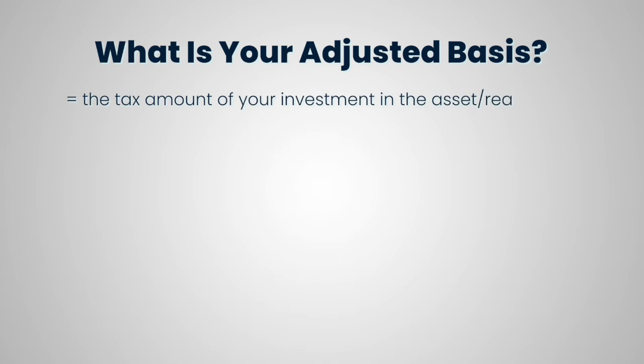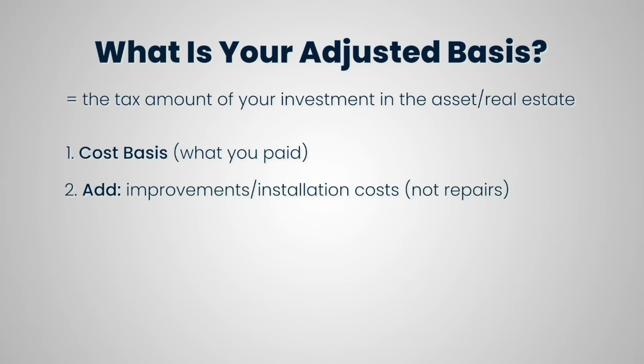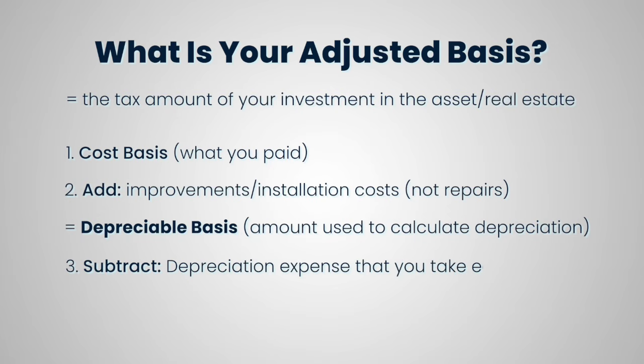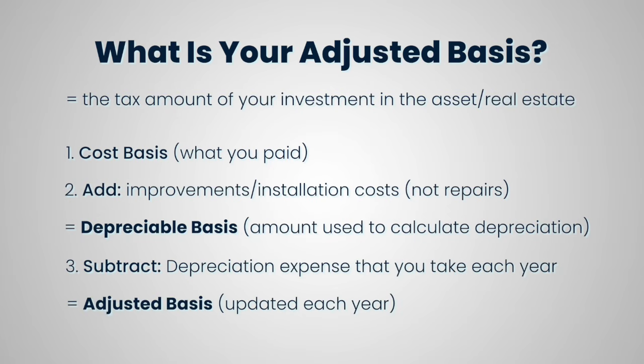Okay, so you might be wondering, what is your adjusted basis? Basis essentially means what amount you have invested in this asset. Your adjusted basis starts with your cost basis when you purchase the property. What you paid, it's increased by any improvements you make to the property, and then it's decreased by the amount of depreciation expense that you take each year. And that gives you your adjusted basis. Now, I go over this in detail in the real estate depreciation video, so be sure to check that out.